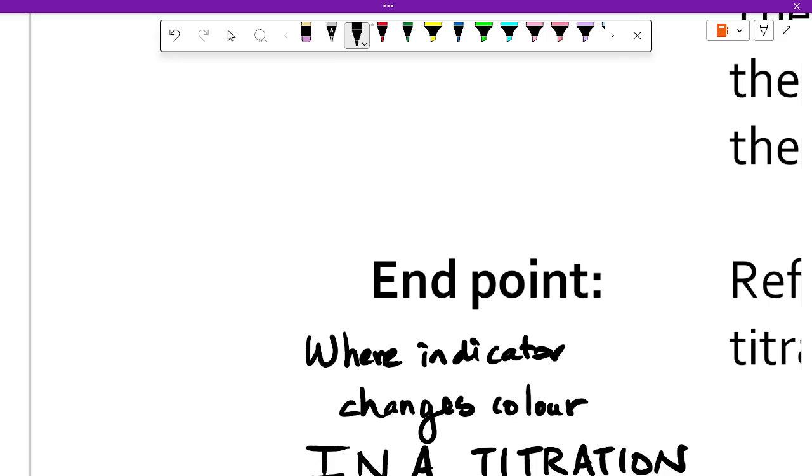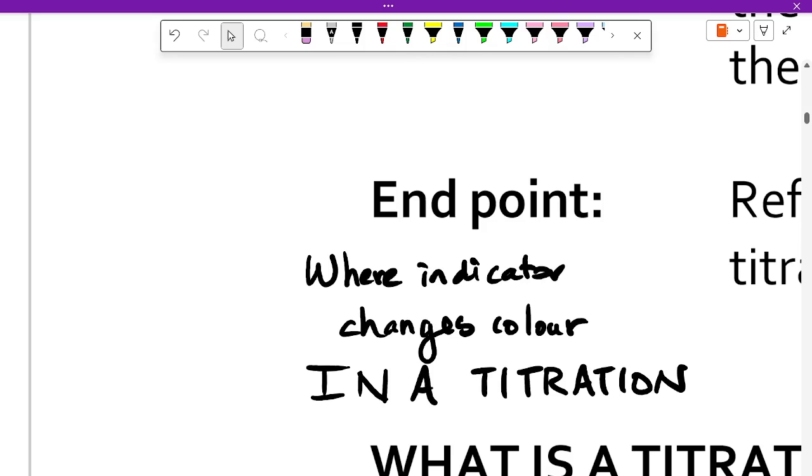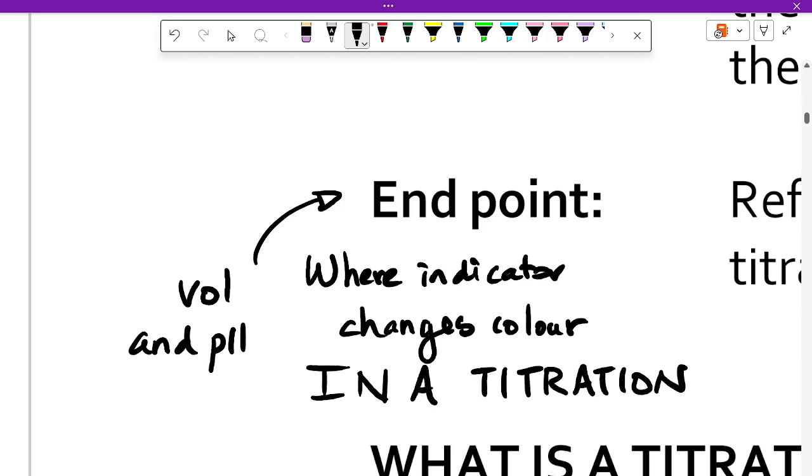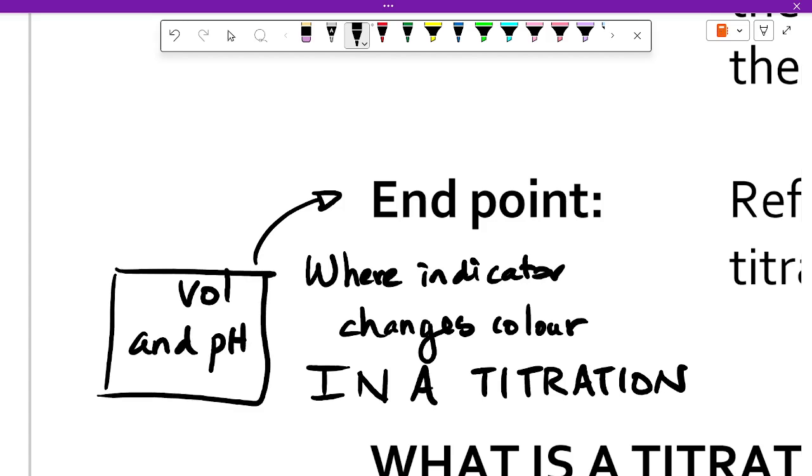So endpoint is the point where an indicator changes color in a titration. That's different from the transition point, which is just the pH at which an indicator changes color. Okay? This is the volume and pH where an indicator changes color. So it is a point on a graph where you're plotting pH versus volume. So it's got two coordinates, okay? It's a point on a graph. And actually, the equivalence point can also be a point on a graph.